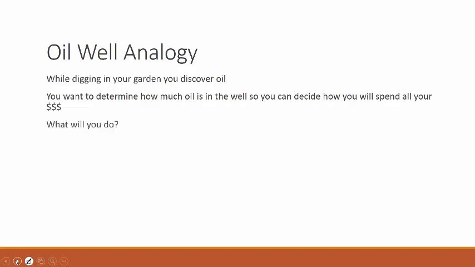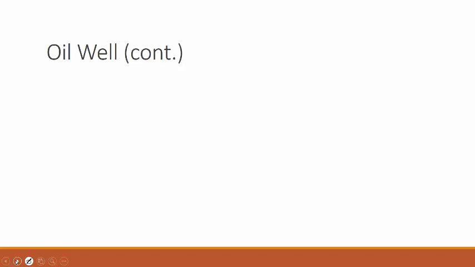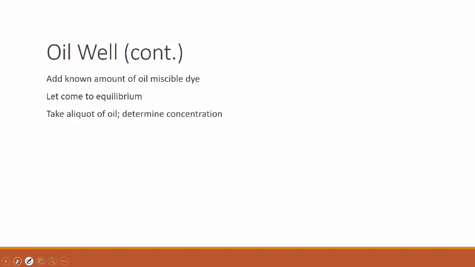So how will you figure out how much oil is in this oil well that's in the ground? Well, you're a good chemistry student, so you know that if you add a known amount, a known weight, of oil-miscible dye, that'll be your amount, and you can put that into the well and mix it up until it reaches an equilibrium. Make sure it's well distributed. So let it come to equilibrium. And once you mix up that oil, you take out just a little sample of that oil to determine the concentration of the dye in that oil.